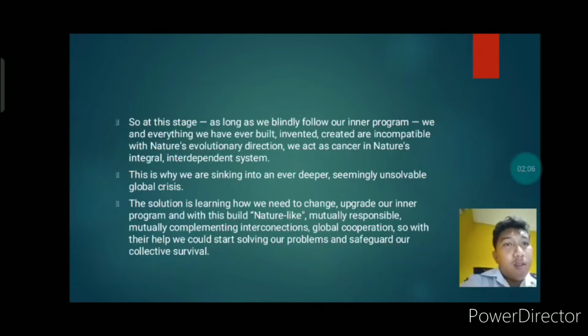So at this stage, as long as we blindly follow our inner program, we and everything we have ever built, invented, and created are incompatible with nature's evolutionary direction. We act as cancer in nature's integral, interdependent system. This is why we're sinking into an ever deeper, seemingly unsolvable global crisis. So the solution is learning how we need to change, upgrade our inner program, and with this build nature-like, mutually responsible, mutually complementing interconnections, global cooperation, so with their help, we could start solving our problems and safeguard our collective survival.